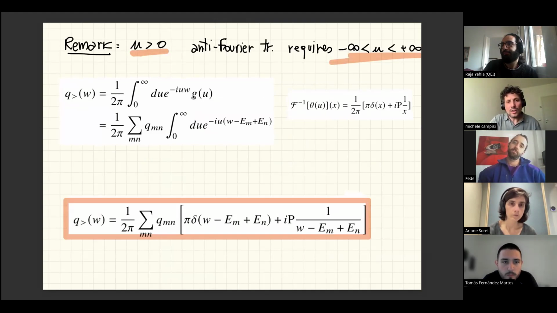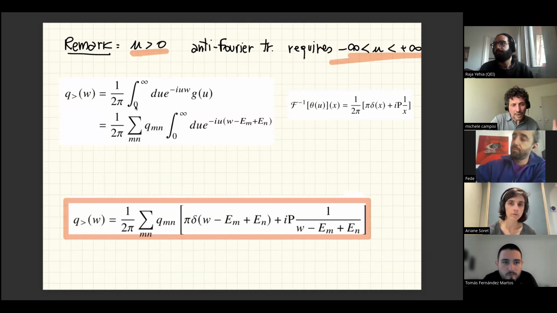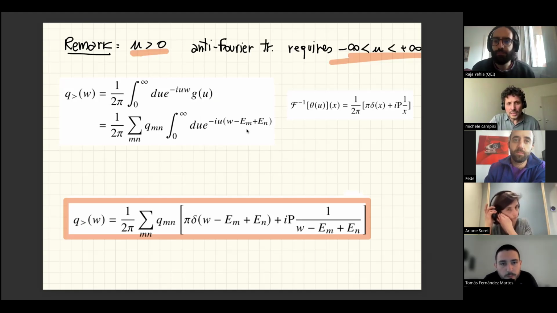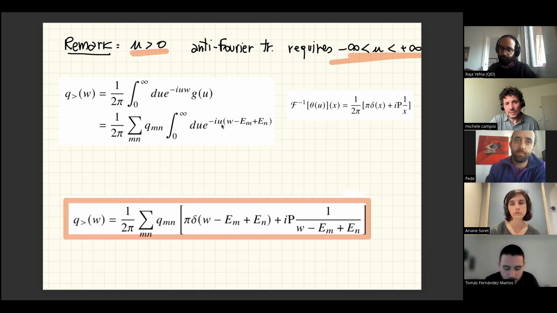Why? Because imagine you have the function g of u, you have reconstructed it only for positive values. So what you can do is this half anti-Fourier transform, where you integrate from 0 to infinity rather than from minus infinity to infinity. I call it the half anti-Fourier transform. It's written in terms of those QMN, quasi probabilities that I have mentioned before, and then you have these integrals from 0 to infinity. Formally, you're doing the Fourier transform of a Heaviside step function, whose anti-Fourier transform is written here. You have a delta peak and a 1 over x peak. So this big P stands for the principal value of 1 over x.